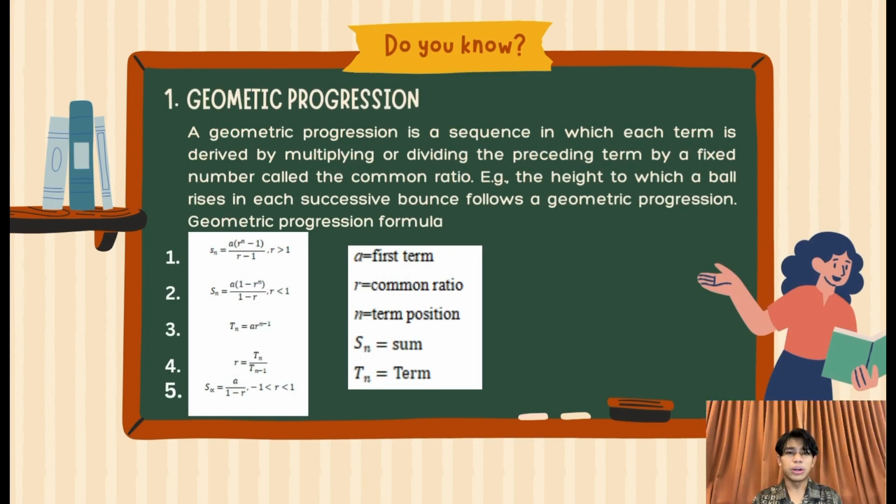Next, we're going to talk about geometric progression. A geometric progression is a sequence in which each term is derived by multiplying or dividing the preceding term by a fixed number called the common ratio. For example, the height to which a ball rises in each successive bounce follows a geometric progression. So, there are 5 geometric progression formulas.